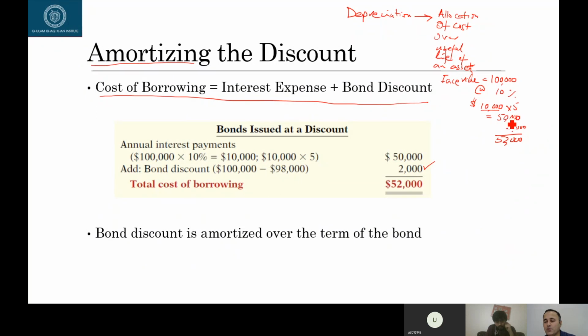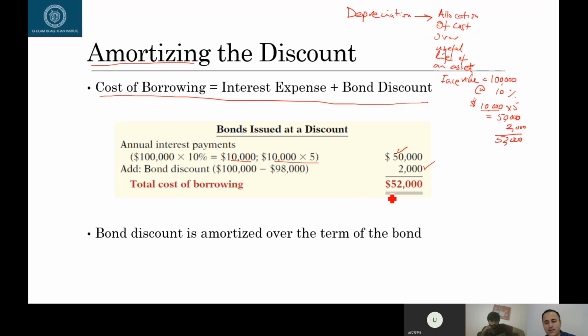So the total payment to the bondholders in the form of coupons or interest expense is $50,000. But of course, the $2,000 discount is also going out of your pocket. That is also an expense, right? So your total cost of borrowing is $52,000. Your annual interest payment is 100,000 multiplied by 10%, which is 10,000, and for 5 years it is 50,000. And you gave a discount of $2,000. Your total cost of borrowing is $52,000.